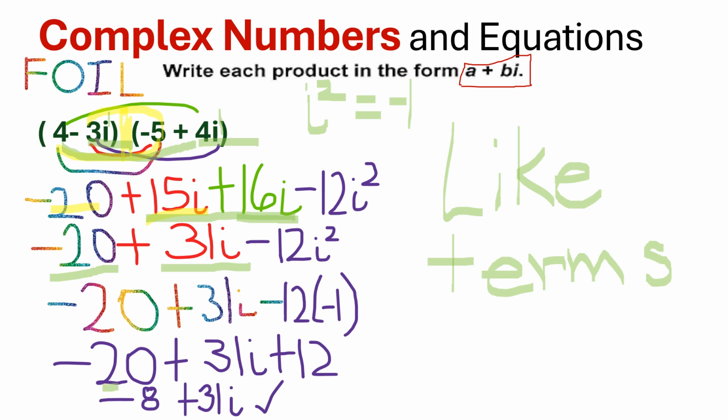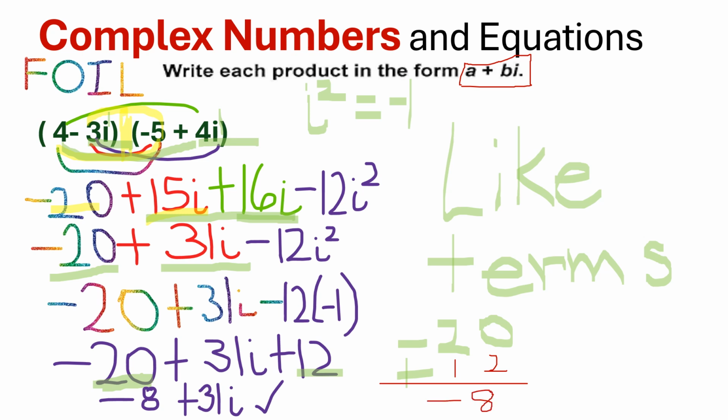Now you take this guy over here. He's the biggest number. Negative 20 plus 12 is what? Negative 8. Because you take on the sign of the bigger number. So we have negative 8 plus 31i, and we are good to go and move on to the next equation.